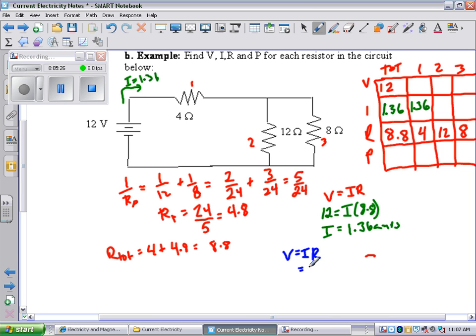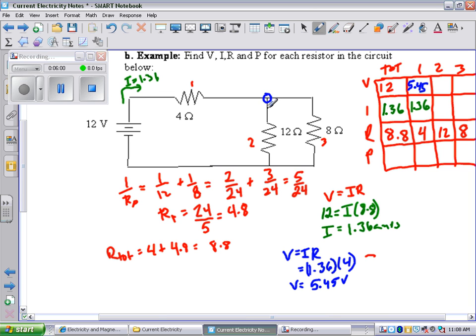So that's going to equal 1.36 times the resistance, which is 4. And that's going to give me a value of V equals 5.45 volts. So I can put that in here for V1, 5.45.